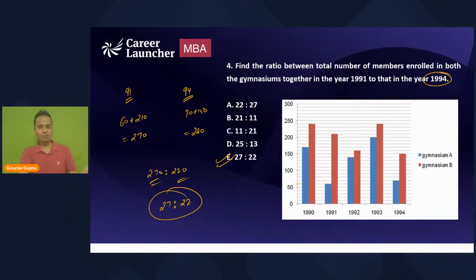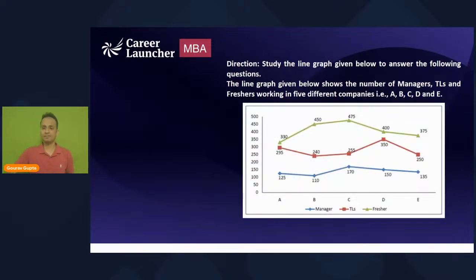So friends, that was bar graphs. Now let's look at one more type of data in which the questions can come in front of us. The next type of data is line graphs. So have a look at it, read it, and then I'll take you towards the question. The question says to study the line graph given below to answer the following questions. The line graph shows the number of managers, number of TLs, and the number of freshers.